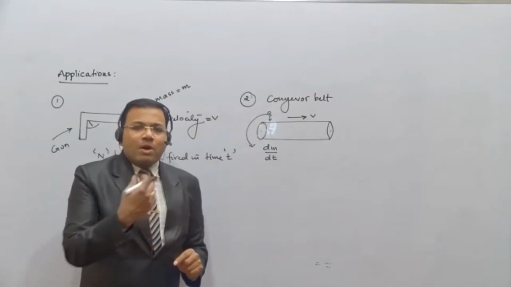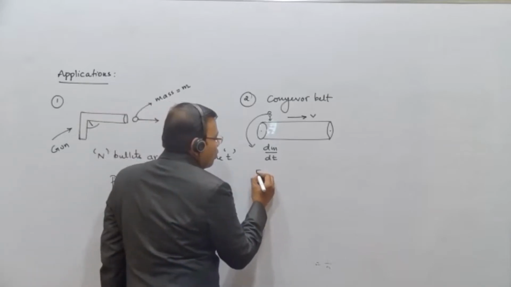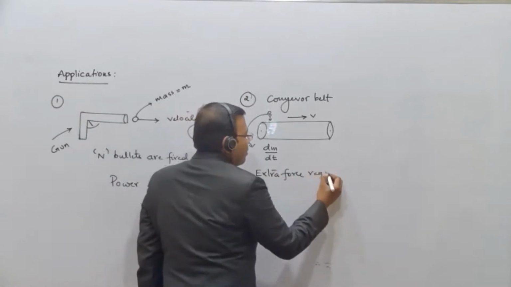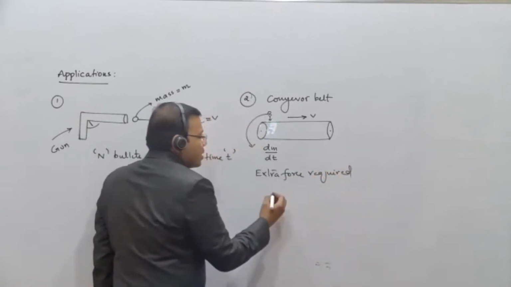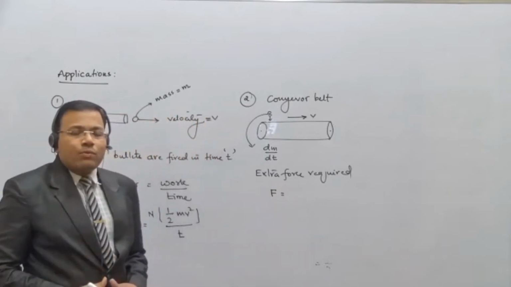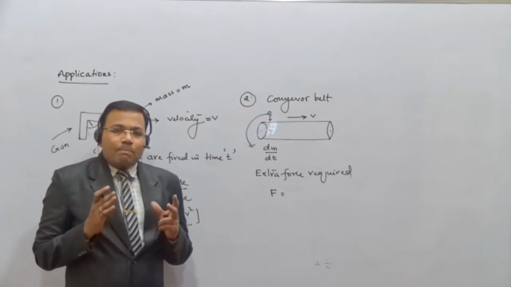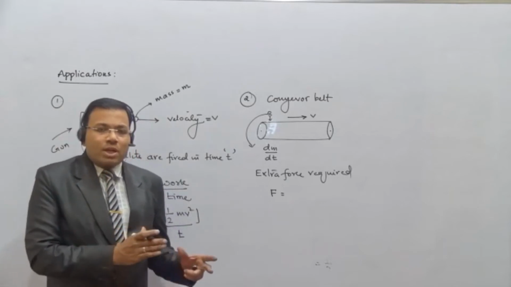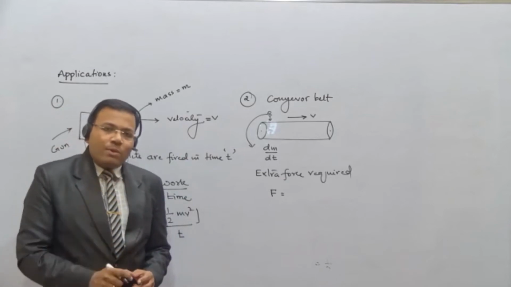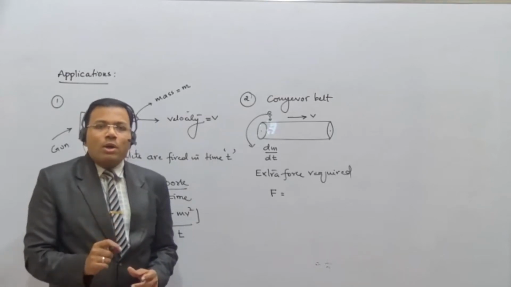So we need to give the power, we need to have the force. Let us see how much extra force is required. Force is equals to, I have already told you, we have the relation F equals ma, Newton's second law. We may take v into dm by dt as force, or F equals ma. Two concepts I have given.